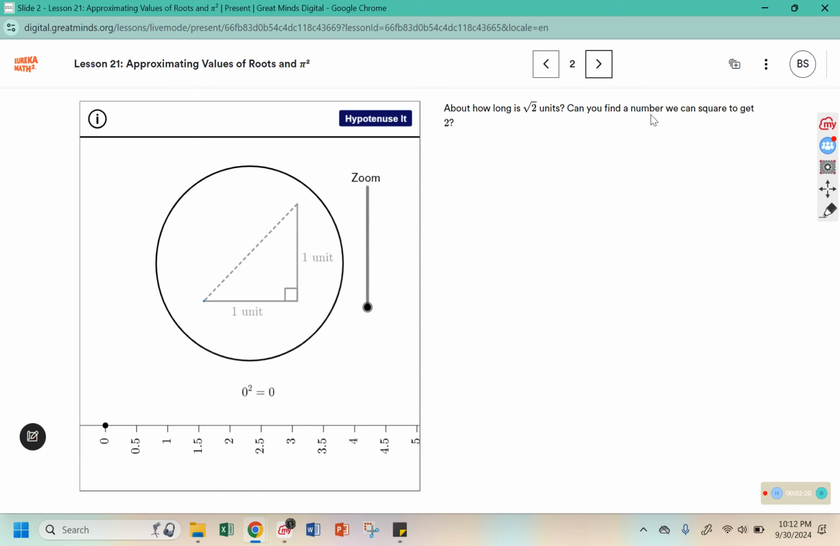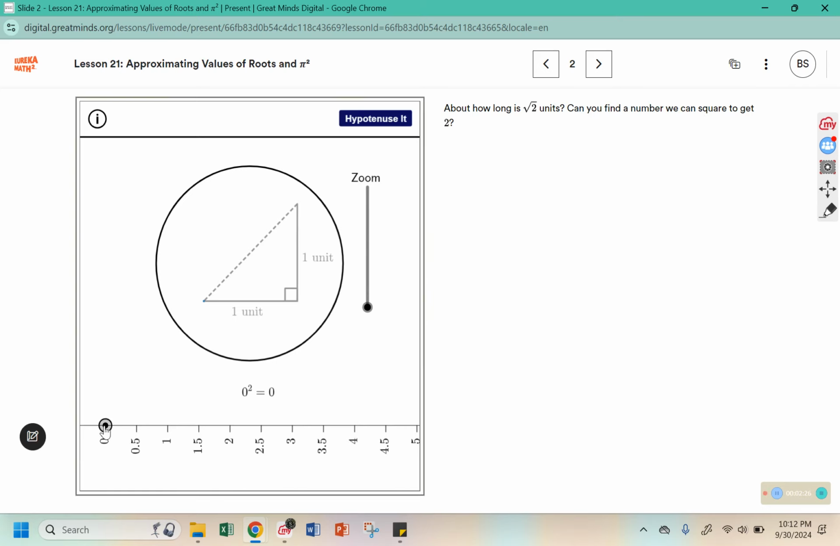About how long is the square root of 2? Can you find a number we can square to get the square root of 2? So we're going to slide this along here, and if you click on hypotenuse, it's going to drag out to that side length. So we're trying to get it filled in as close as possible. And if you zoom in here, you can see it goes beyond at 1.5, but not quite far enough at 1.